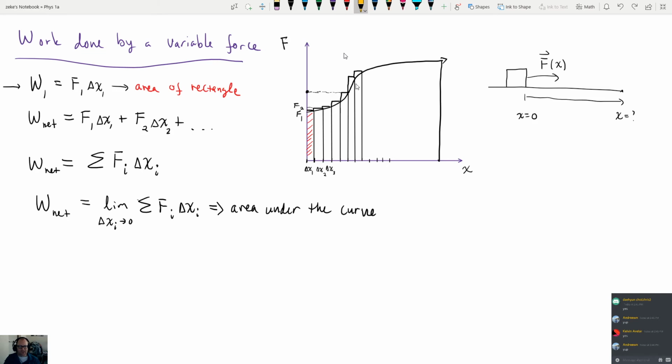Now we don't really have exact ways to find the area of things that are curvy like this, but we do know how to find the area under the curve if we know what the function is. Because in calculus we learned that this whole thing basically turns into an integral of f dx from whatever your initial position is to whatever your final position is. And that is going to be equal to the work done, as long as it's a one-dimensional force.